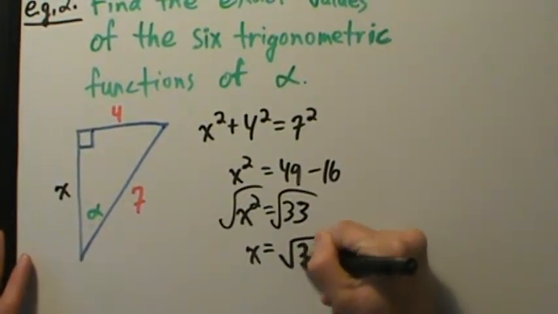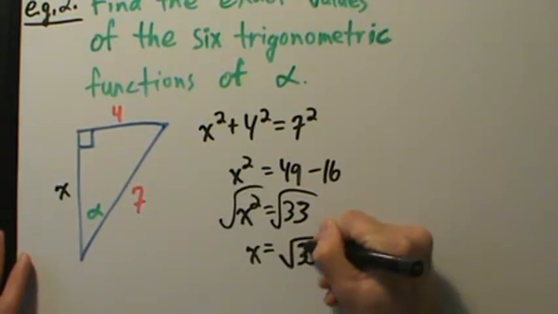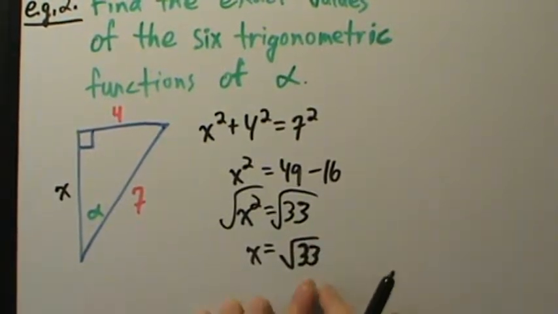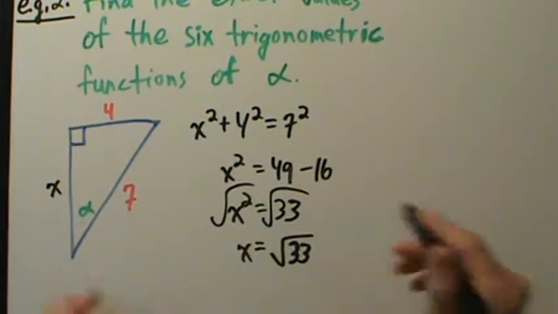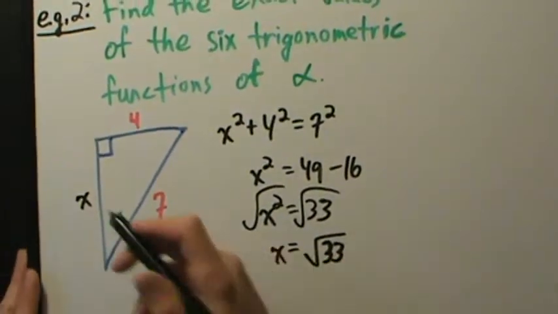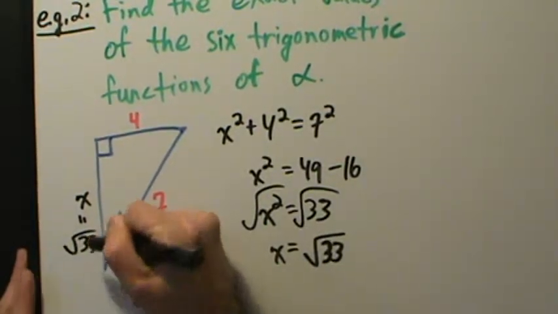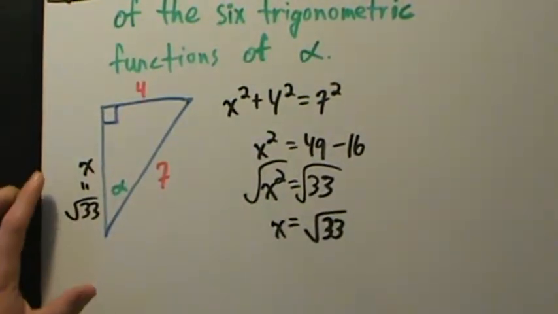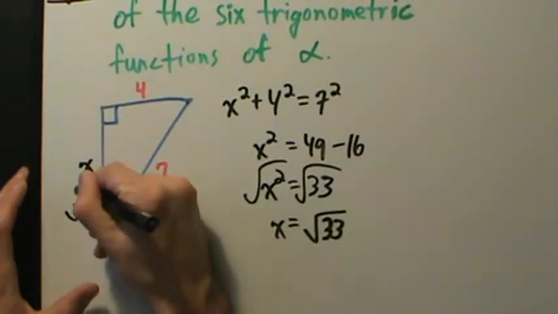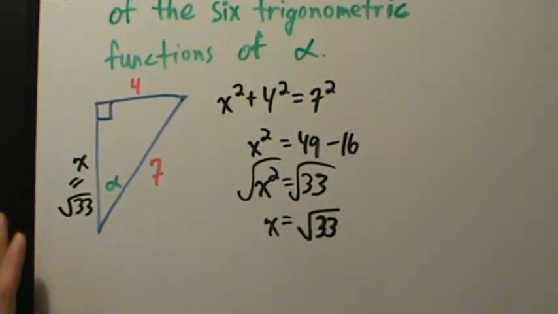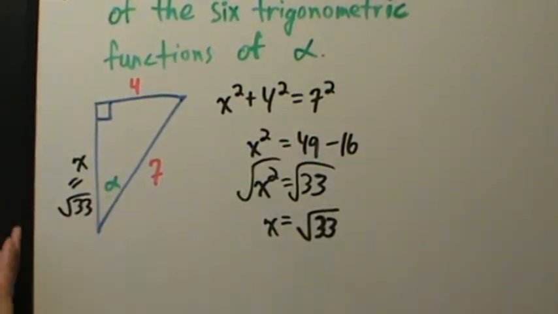Okay. And square root of 33 cannot be simplified anymore, so it's just 11 times 3, so that's 2 prime numbers, so we can't simplify this anymore. Okay. So now that we have this, so x equals the square root of 33. Okay, so now that we have this, we can find all 6 trig functions, so let's go ahead and do that.